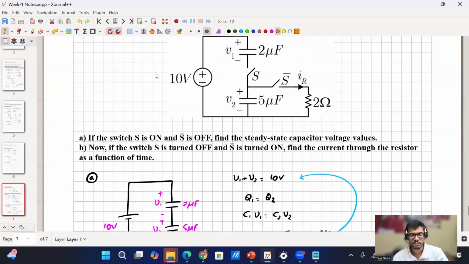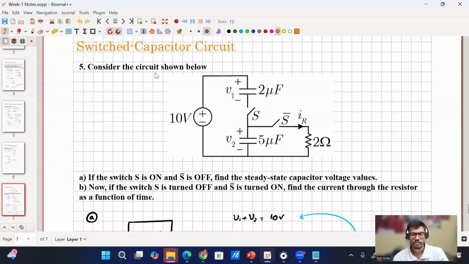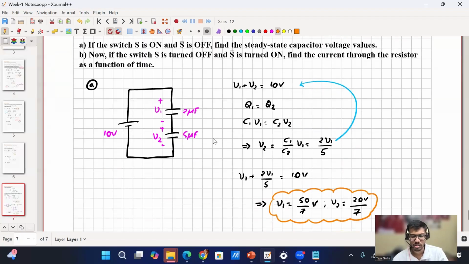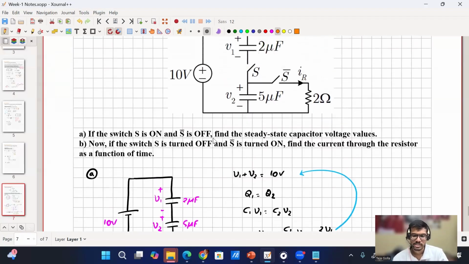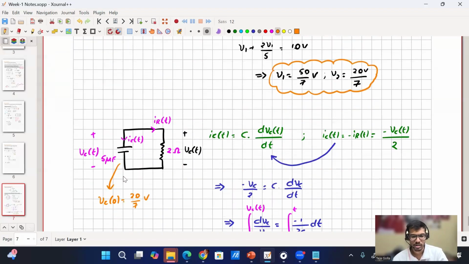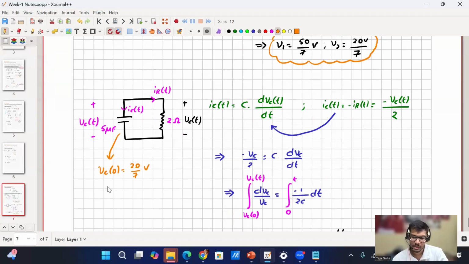So let me just re-explain this question. First of all, the two capacitors are connected in series, which is connected in series with the input power supply, and we were asked what the steady state voltages are. Using the charge balance, we obtained V1 as well as V2. Now they have changed the switching configuration. They have turned on S bar and then 2 ohm is connected in parallel with the 5 microfarad. But the 5 microfarad is already pre-charged.